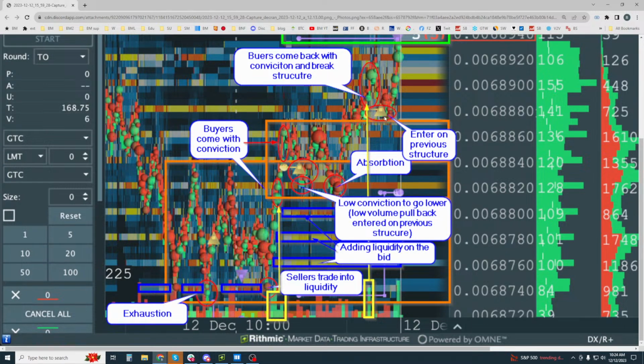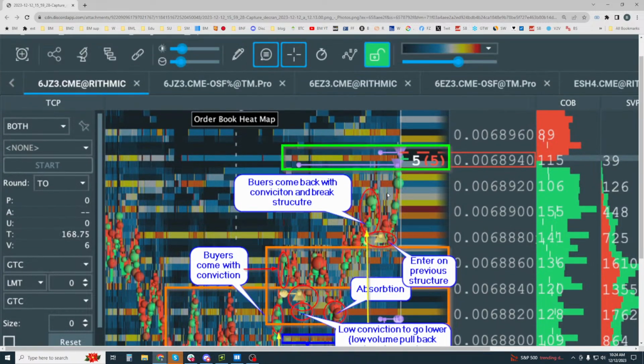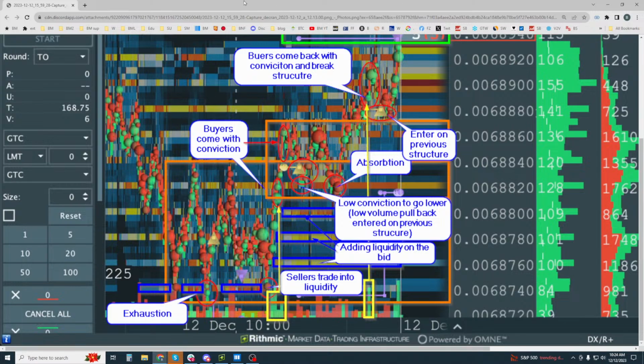Beautiful. Oh, beautiful, Stan. Look at that. Picture perfect. So here's your little flag right here, and a measured move right up into your 68.94 area here. Yeah, nice stuff.